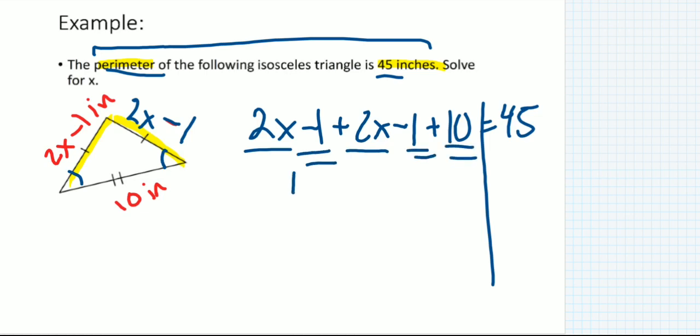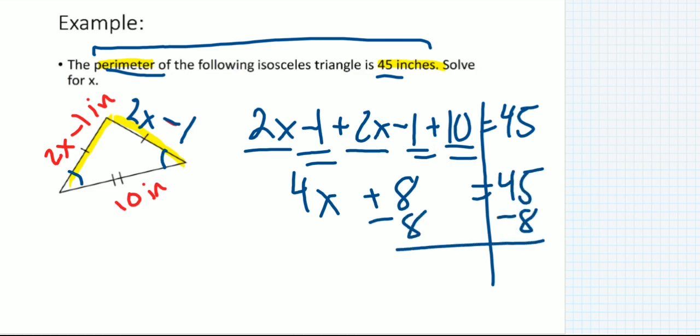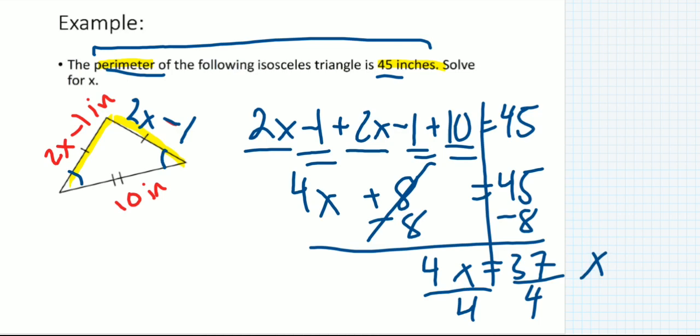So 2x and 2x is 4x, -1 and -1 and 10 give me a +8 equals 45. I believe you will get a decimal here, but I'm not entirely sure. So 4x is equal to 45 minus 8, which is equal to 37. And there you go, you'll get a decimal. And then 37 divided by 4, because that is the last step. x is equal to 9.25.